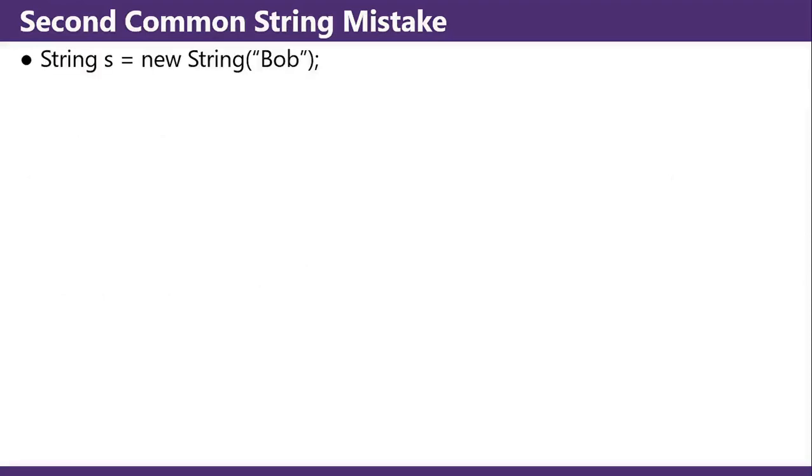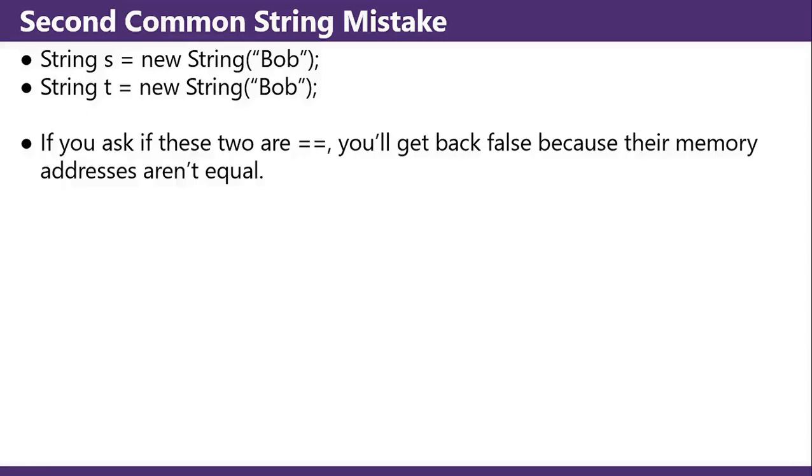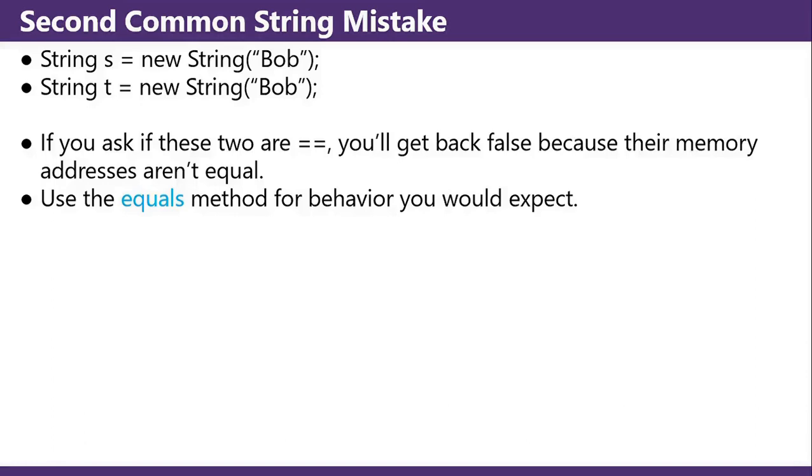Second common string mistake. String s = new String("Bob"). String t = new String("Bob"). If you ask if these two are double equal, you'll get back false because their memory addresses aren't equal. Use the equals method for the behavior you would expect.